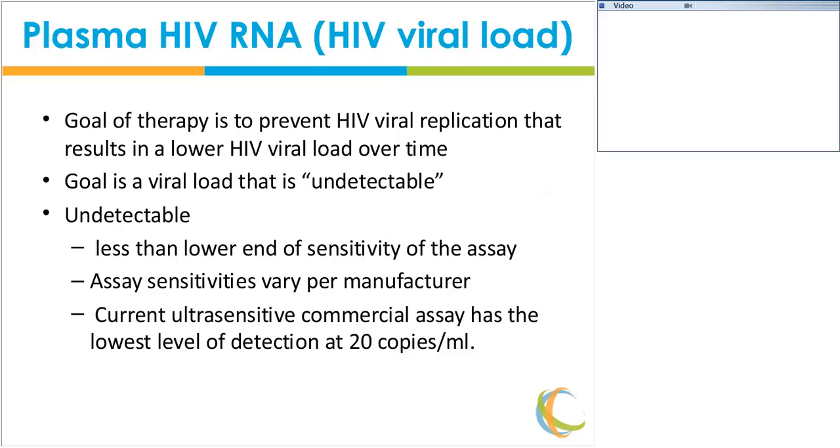When we first started measuring viral loads, the lower level of sensitivity and detection of the assays was 500. Then they decreased and decreased and decreased, and just earlier this year, the most ultrasensitive commercial assay has a lower level of detection at 20 copies per ml.